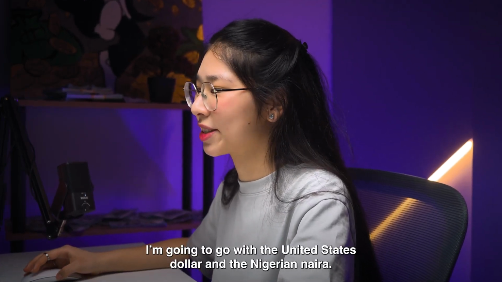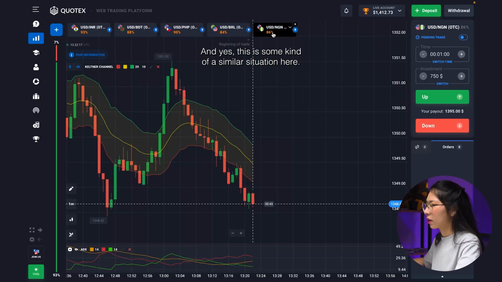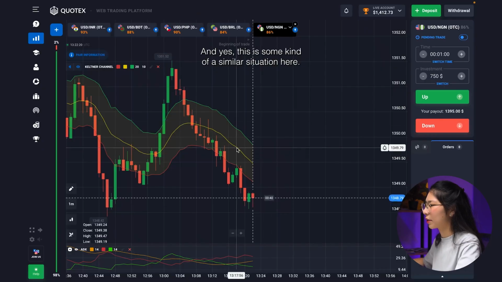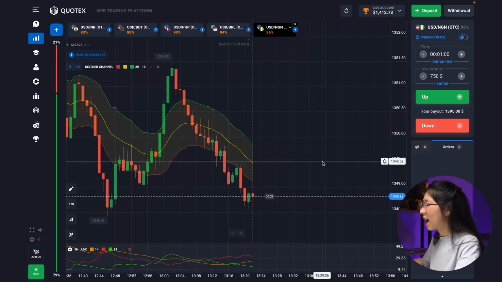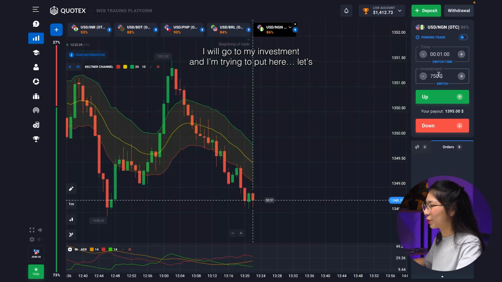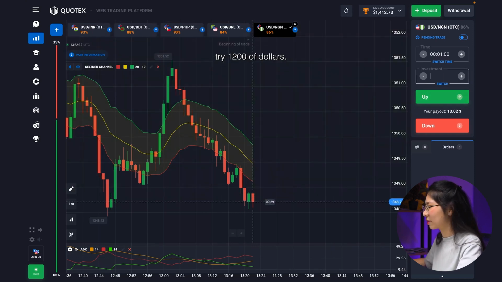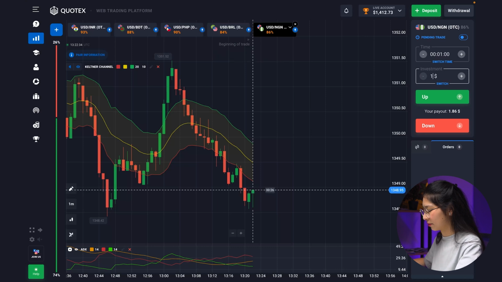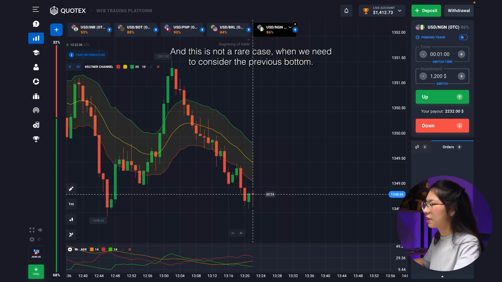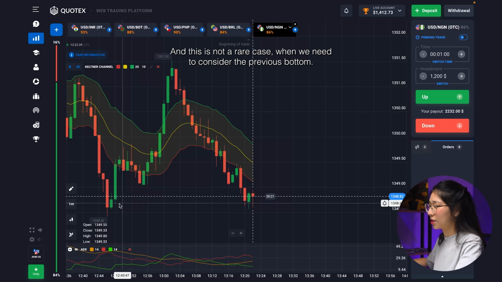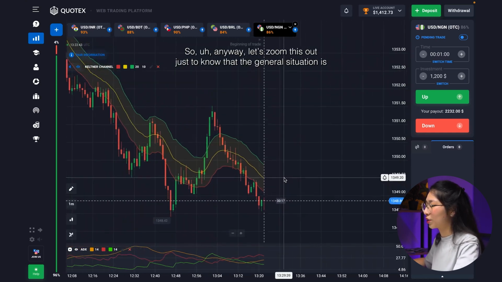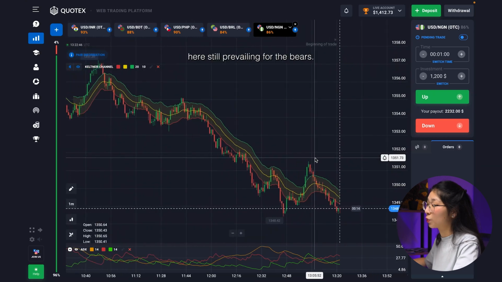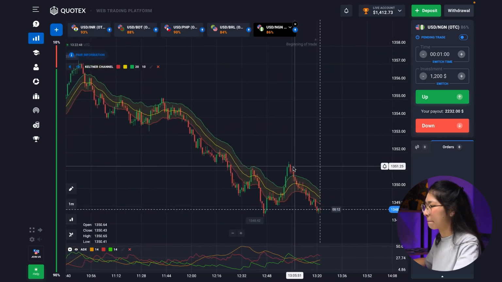I'm going to go with the United States dollar and Nigerian naira. Yes, it is some kind of similar situation here. We're going with the down movements. So let's go. I'll go to my investment and I'm going to try to put here, let's try $1,200. And this is not a rare case when we need to consider the previous button. In a way, let's zoom this out just to know what the general situation is, still prevailing for the bears.